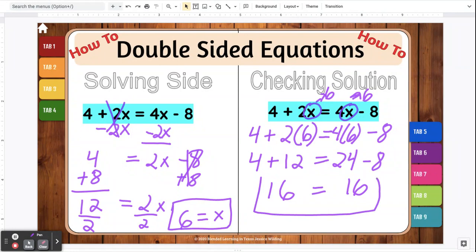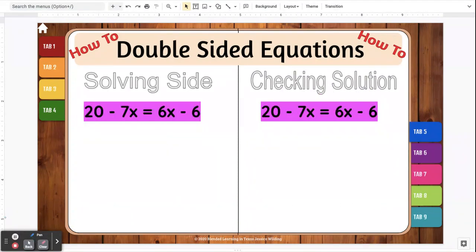Fantastic. We're going to continue practicing computing numerically, double-sided equations with variables with a brand new equation. Let's go and do it. Okay, so we're coming in for a landing. Yay! We have a brand new equation.